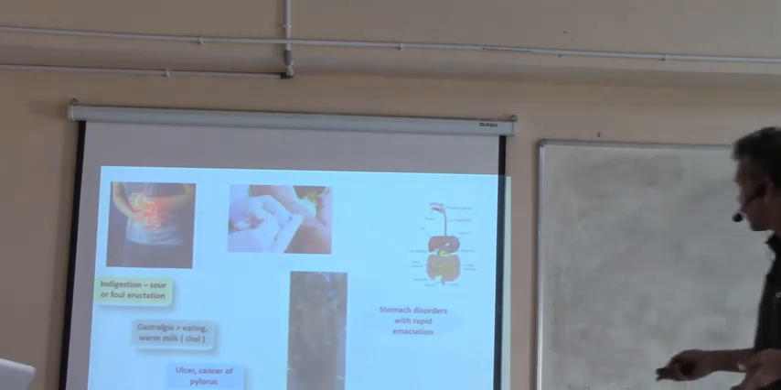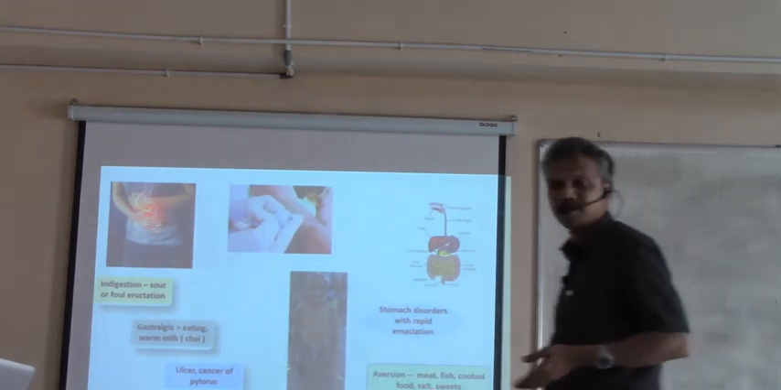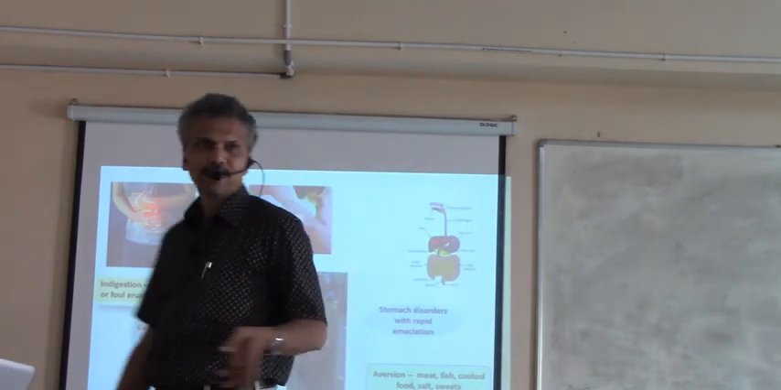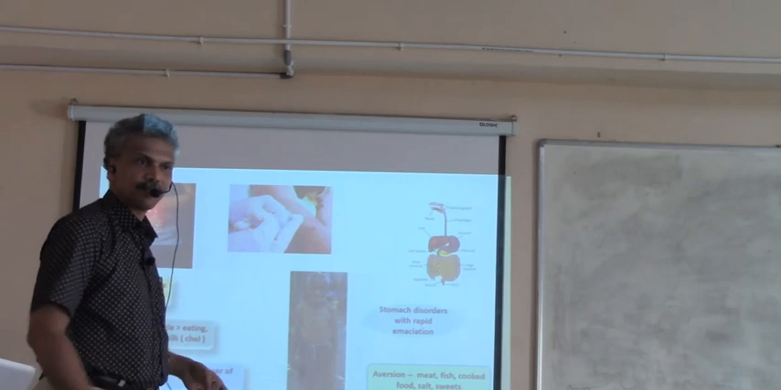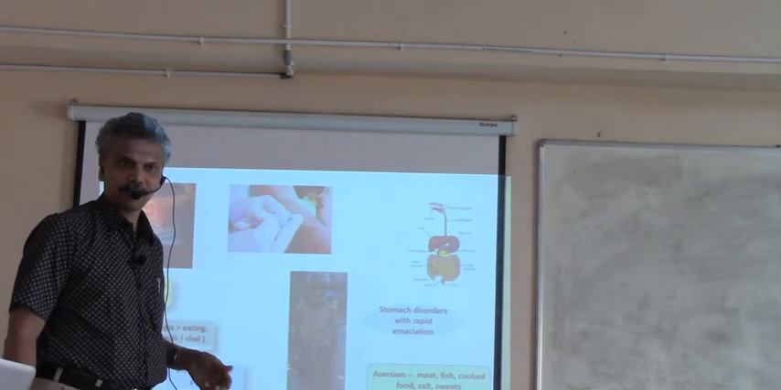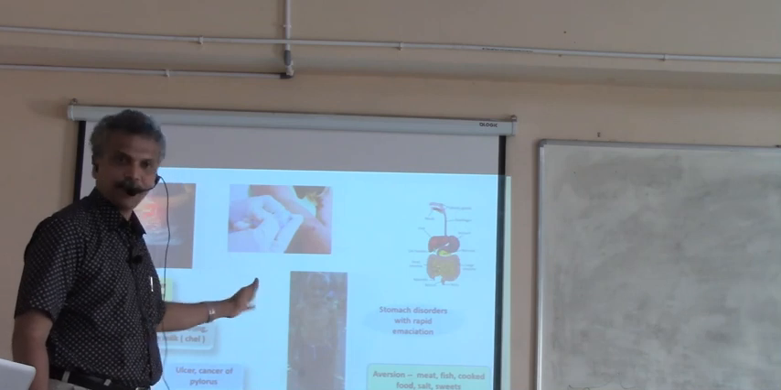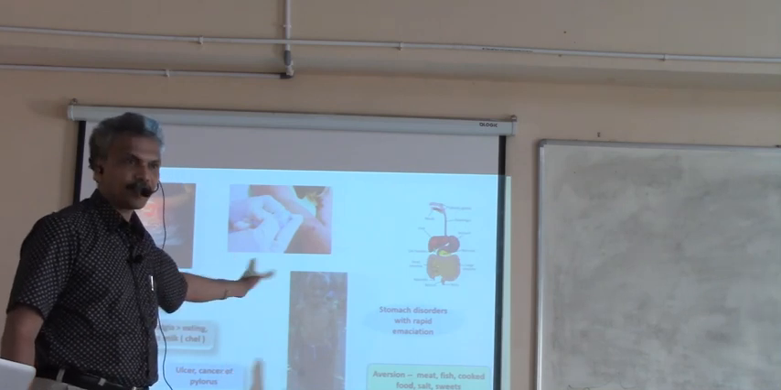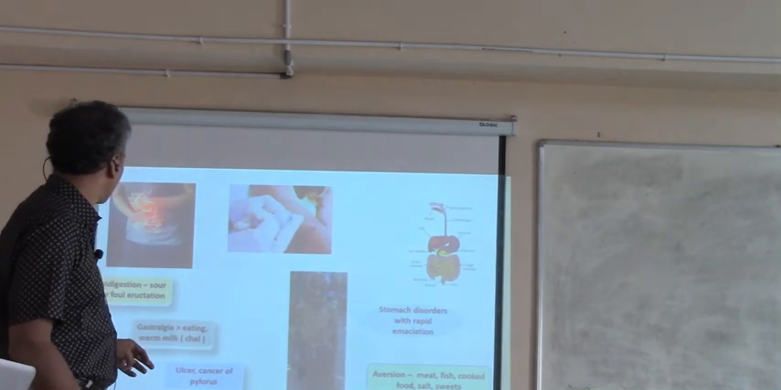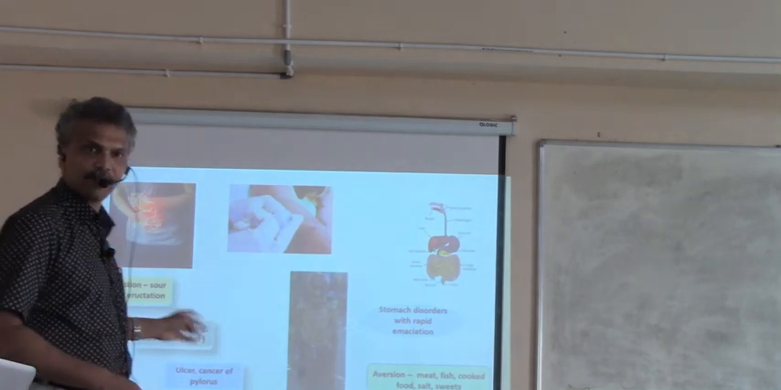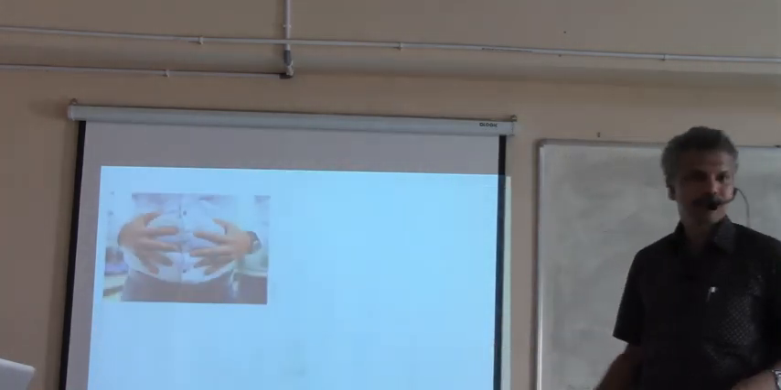Then, aversion: meat, fish, cooked food, salt and sweets. The list of aversions in graphites, and one very important aversion is sweets. Aversion to sweets. Though they also have aversion to fish, cooked food, salt and meat. These are the aversions you have in graphites. Clear? Very important.